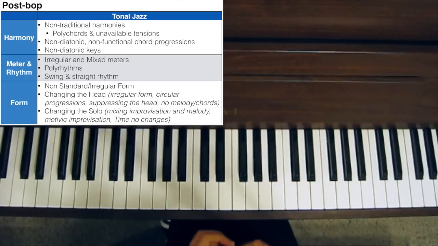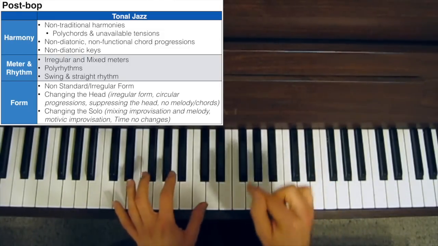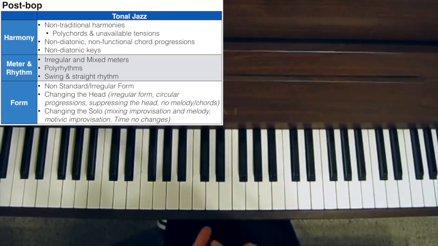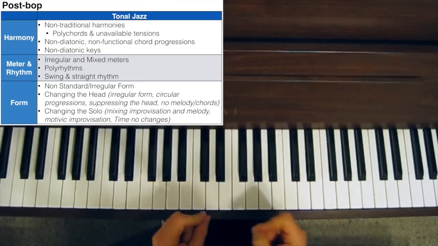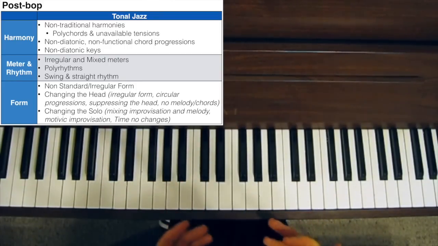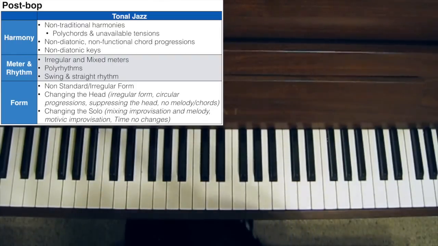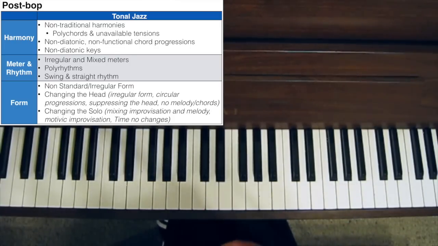So post-bop chords were often very weird and not necessarily diatonic chords. They often used polychords and used unavailable tensions over particular chords. Post-bop also made use of non-diatonic, non-functional chord progressions. That is, chord progressions with no obvious key and no obvious tonal center. And it also made use of non-diatonic keys, for example, writing a song in the key of the whole tone scale. Post-bop made use of irregular and mixed meters. For example, you could have a song that started in 4/4 but changed to 5/4, or started in 6/4 but changed to 4/4. It made use of polyrhythms, and it made use of both swing and straight rhythms.